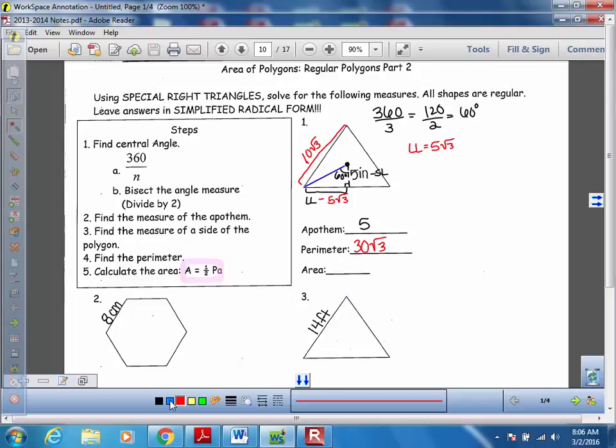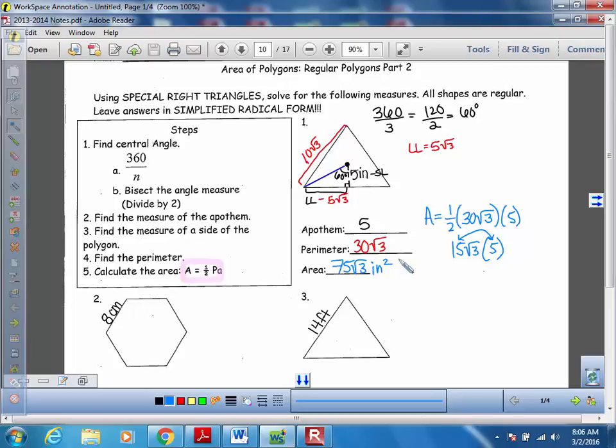Now we can plug in to solve for the area. Our area is going to be 1/2 times the perimeter, which is 30 square roots of 3, times the apothem, which is 5. I know 1/2 of 30 is 15 square roots of 3. Then I'm going to multiply that by 5. You actually multiply 15 and 5, which would give us 75 square roots of 3. And then our units are inches squared.